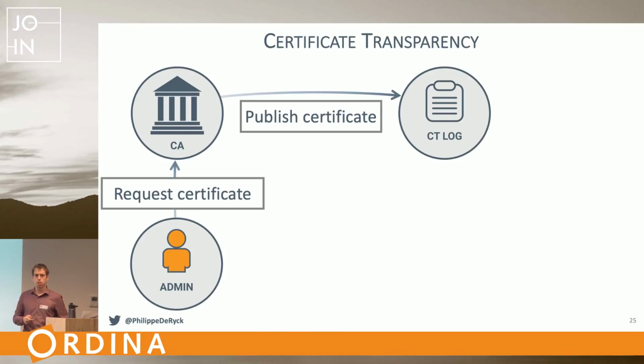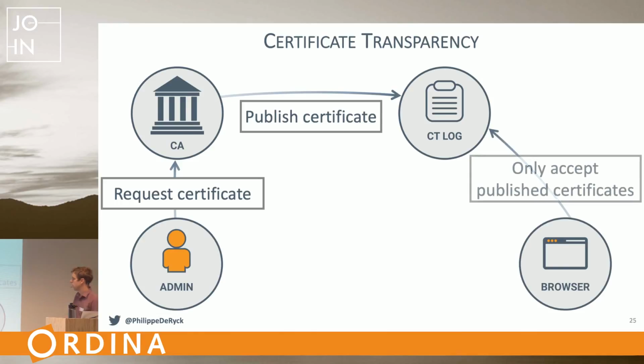That's part one of the picture. Part two is that the browser, eventually, Chrome already does this, other browsers will follow in the future, will only start accepting certificates that have been published in a log. So it's essentially forcing CAs to publish certificates in a log, which is a good thing, because now we have a public list to see which certificates have been issued.